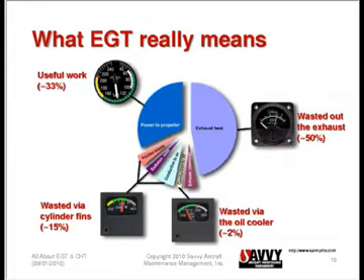We have a CHT gauge that gives us an indication of how much of that energy is being lost through heating up the cylinder, and we have an oil temperature gauge that shows how much of it is being wasted heating up the oil. And then we have one more gauge that actually indicates how much of it is being turned into useful work, and that's our airspeed indicator.